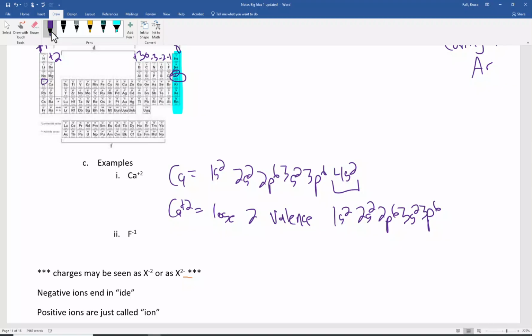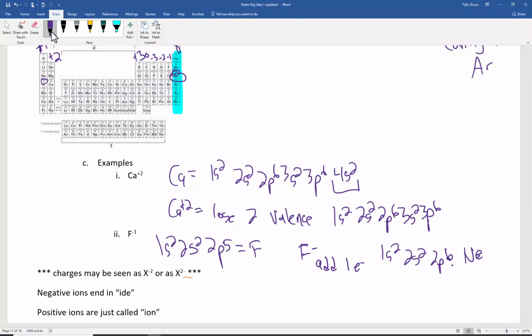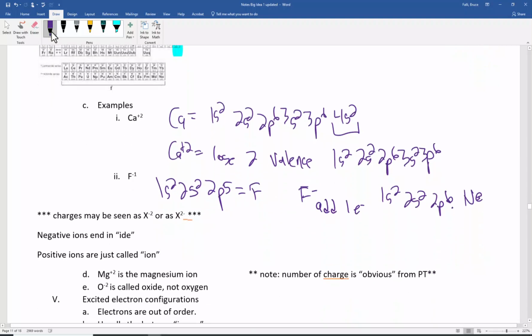Okay. F-1 is nearly the same thing. 1s2, 2s2, 2p5 is fluorine. For F negative, I'd have to add 1. 1s2, 2s2, 2p6, which would be the same as neon. It wouldn't become neon, but it has the same electron configuration.